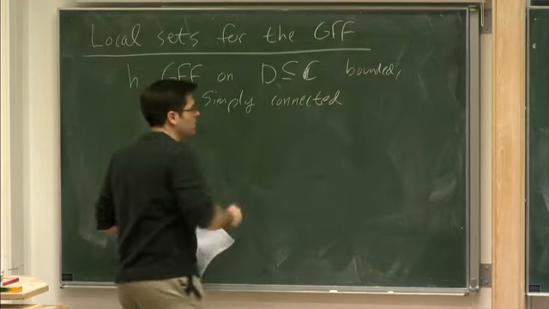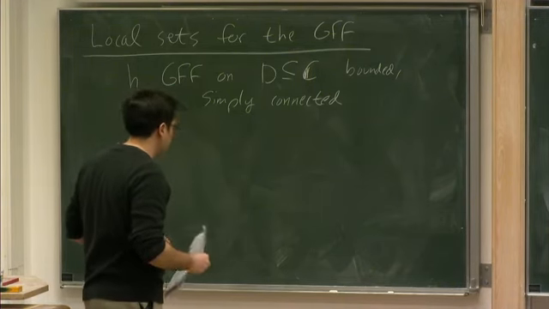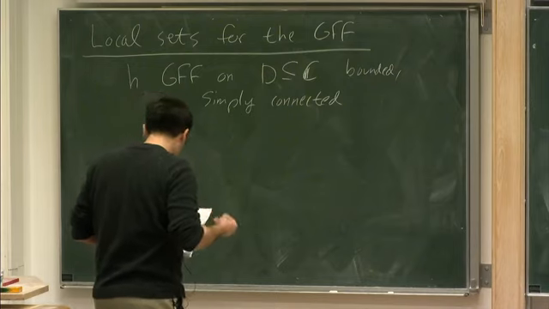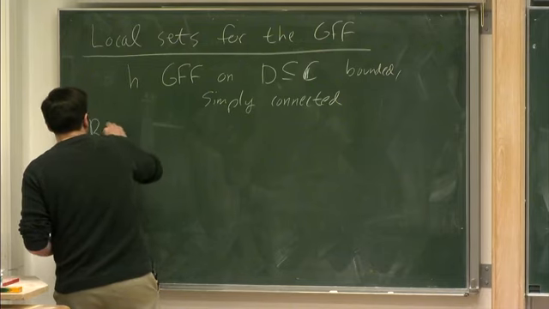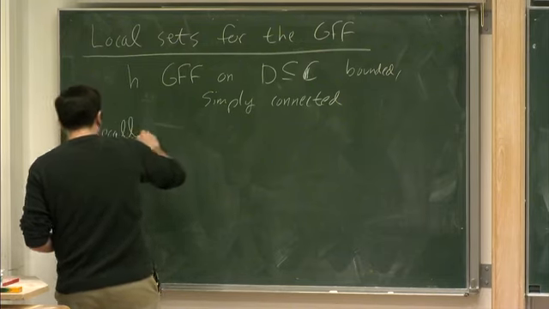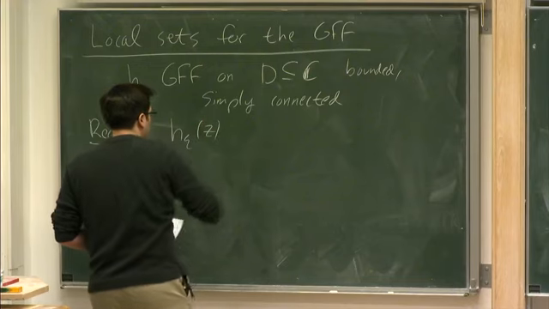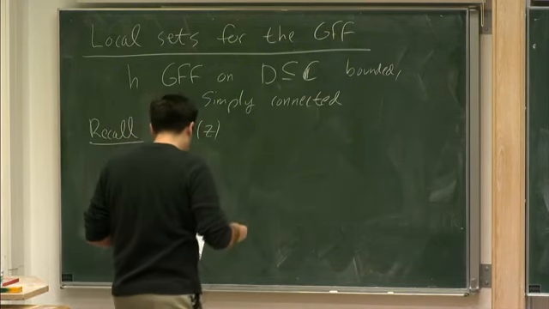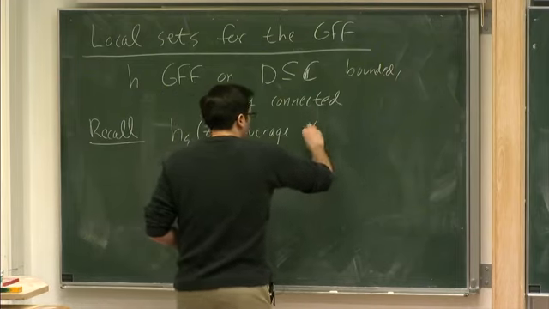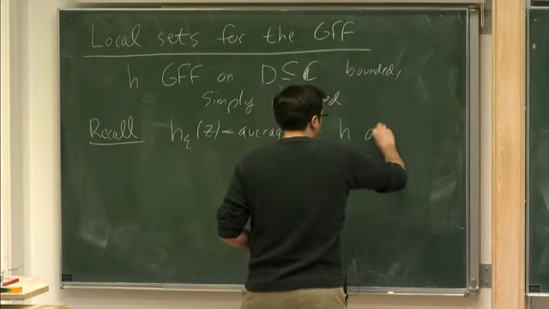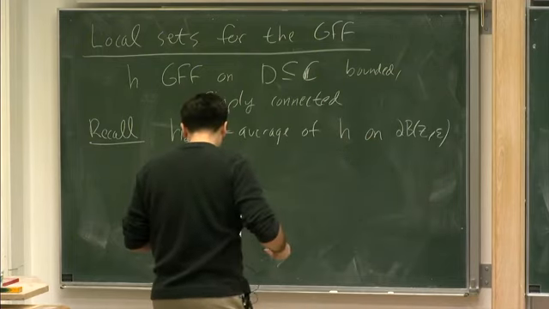Everything that I'm going to say is not going to depend too strongly on the fact that D is simply connected. It just makes some of the statements a little bit nicer. And before I get started on local sets, I first need to remind you of a couple of things about the circle average process. Remember, we wrote h sub epsilon of z for the average of our Gaussian free field on the boundary of the ball centered at z of radius epsilon. That was our notation for that.